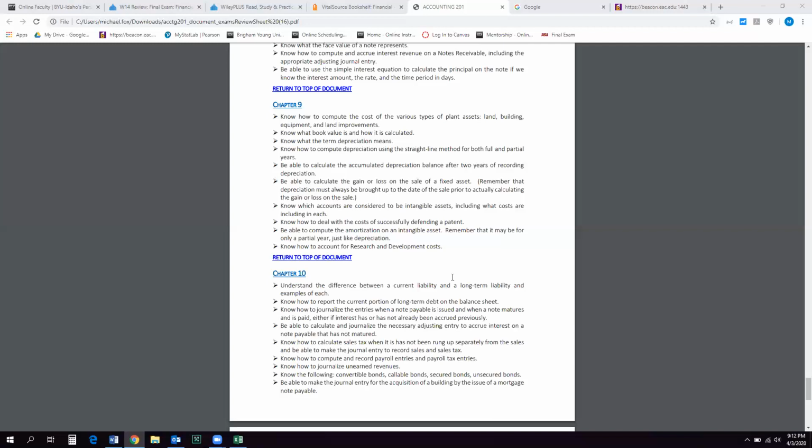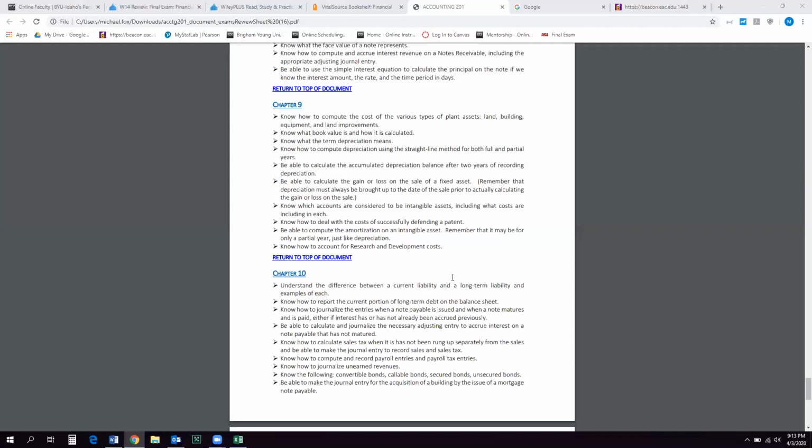So know how to compute depreciation using the straight line method for both full and partial years, okay? And be able to calculate the accumulated depreciation balance after 2 years of recording depreciation. Make sure when you're doing this that you're careful to recognize how many years. Sometimes people just misread it and they'll only do like 1 year's worth. And recognize that sometimes you depreciate for partial years. If you purchase something in March, you don't take a full year's worth of depreciation in December. Instead, well, it depends on when in March. If you do it at the beginning of March, then you would take 10 months' worth of depreciation at the end of the year.